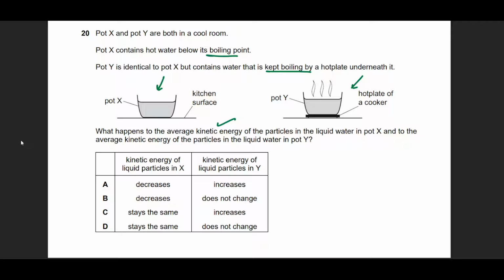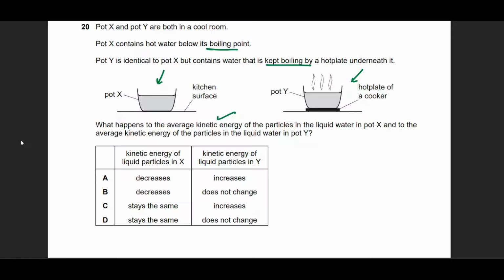What happens with the kinetic energy? As discussed earlier, the X will lose kinetic energy, right? It's generally going to release its energy into the environment by radiation. Then we have pot Y that is constantly, let's say the boiling point is 70 degrees centigrade, for the sake of example, okay? And it is kept under the boiling condition. What's happening with the kinetic energy of the liquid in pot Y?